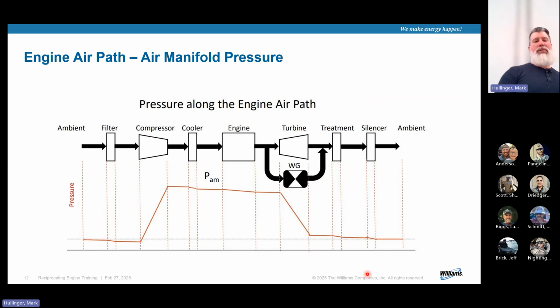Ambient goes to the filter. You're going to have a little bit of loss through a filter, and we're talking in inches of water or inches of mercury. Then you're going to compress it. Also, the temperature goes up, it goes through a cooler with a little bit of loss, then through the engine and then to the turbo.